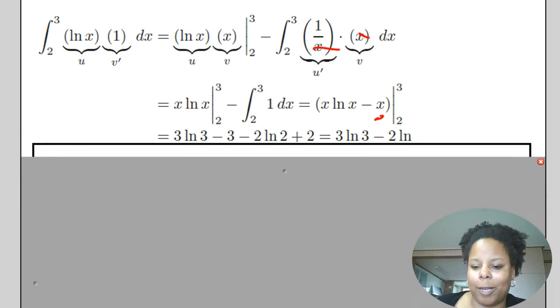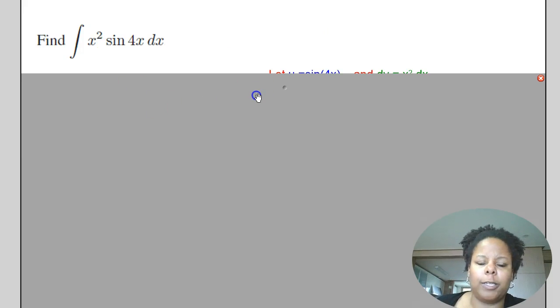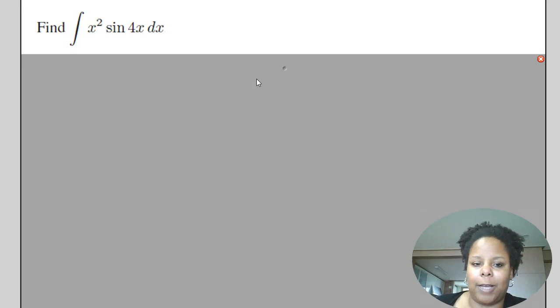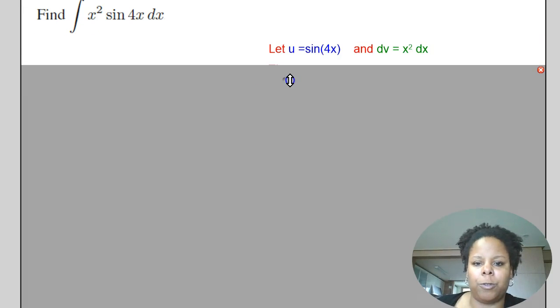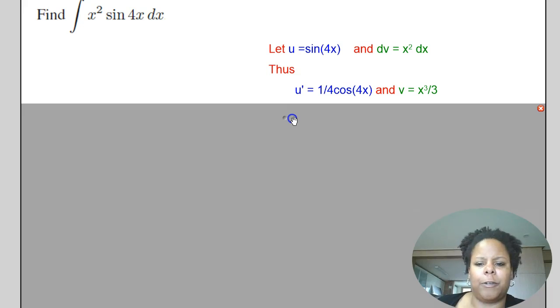Now, of course, not everything will work out right. And since it's past 10 minutes, I'm going to show you a more challenging problem just so you can see a strategy to approach that. X squared sine 4x dx. Okay, well, initially you're going to say, well, let u be equal to sine 4x and dv be equal to x squared dx. Thus, you're going to have this scenario going on for u prime and v. But as you can see, this is a lot more difficult than what we started off with, because if I multiply these two together, I just have a more difficult expression in this.